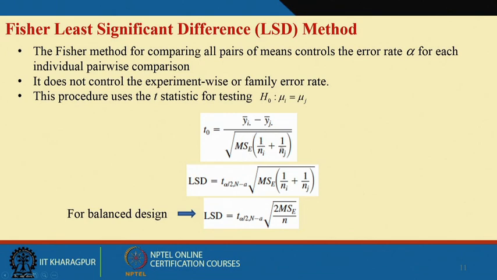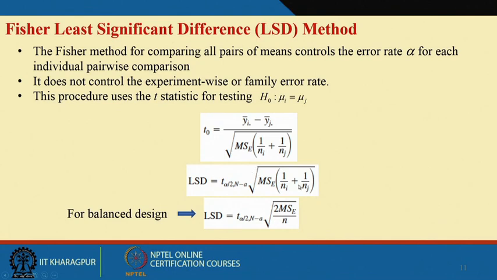So, you see t0 equals yi bar minus yj bar divided by the square root of MSE times this term, and this is basically what you have seen earlier in the confidence interval test, where we found the difference between two means, two averages, and using these statistics we found the confidence interval for the difference between two means. This is the variability of that difference. Now, the LSD value, the threshold value, is t alpha by 2, n minus a. What is n minus a? That is again the error degrees of freedom.